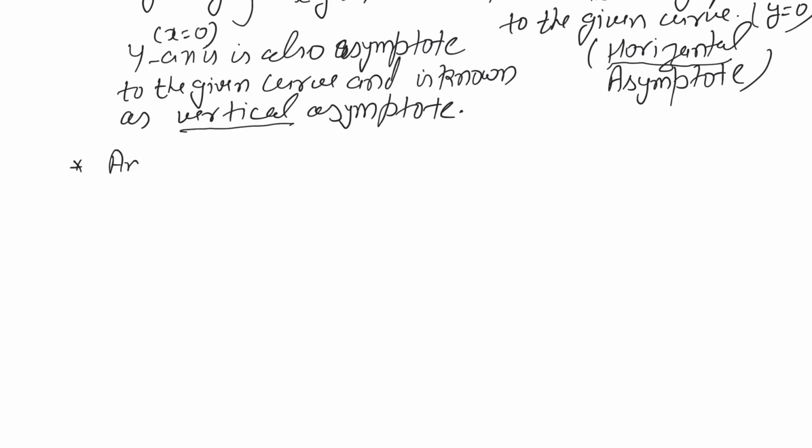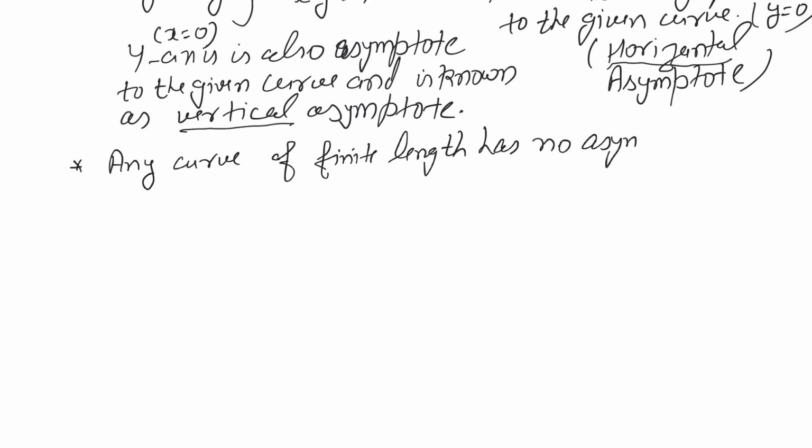any curve of finite length has no asymptote. Because an asymptote is of infinite length, and if the curve in itself is of finite length, how can you even imagine of having its asymptote? Forget about asymptote, it will have no asymptote. So having finite length of any given curve guarantees that that curve will have no asymptote.